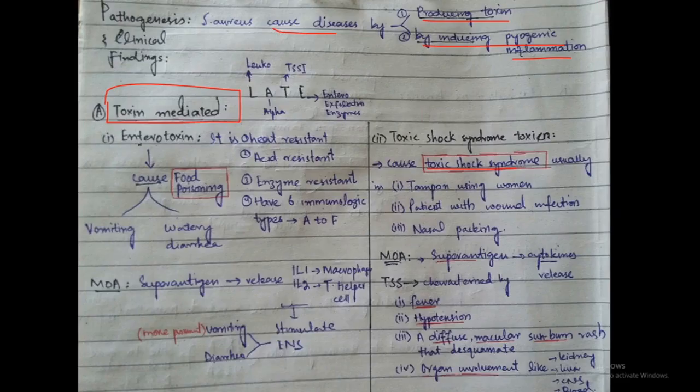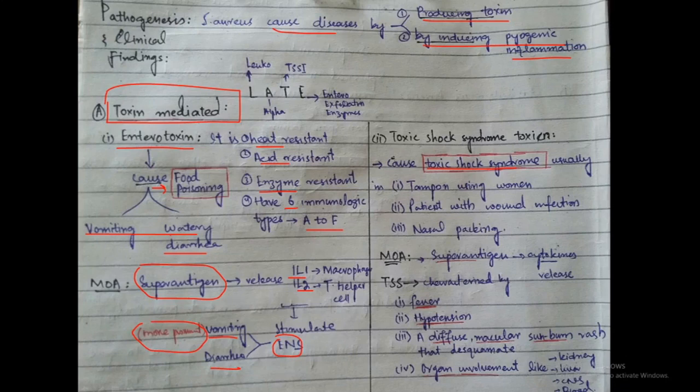First, we will discuss the enterotoxin. Enterotoxin is acid resistant and enzyme resistant, and has 6 immunogenic types from A to F. It causes food poisoning, characterized by vomiting and watery diarrhea. The mechanism of action is that it is a superantigen releasing interleukin-1 and 2, which stimulate the nervous system and cause vomiting and diarrhea, vomiting being the more prominent.